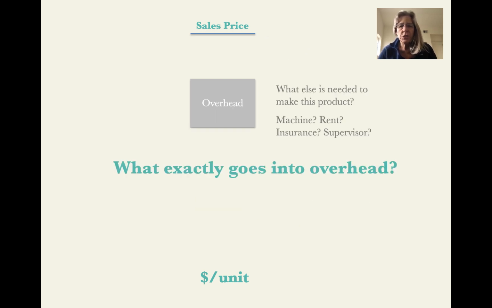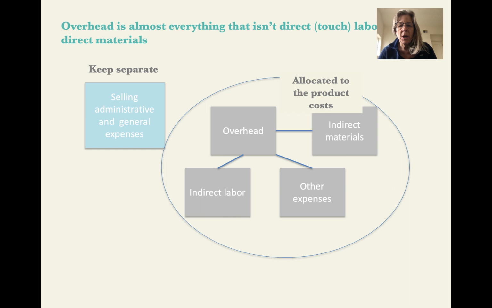So the 2 questions with overhead have to do with what else is needed to make this product, and then how do we allocate that. The first question is, what exactly goes into the overhead costs? And here are some categorizations. There are some costs that are not direct touch labor that stay in a category called selling, administrative, and general expenses. And there are others that are allocated to overhead costs.